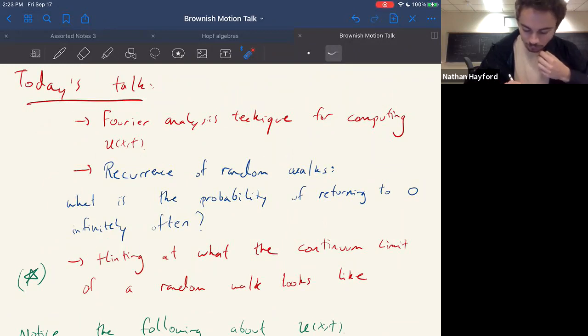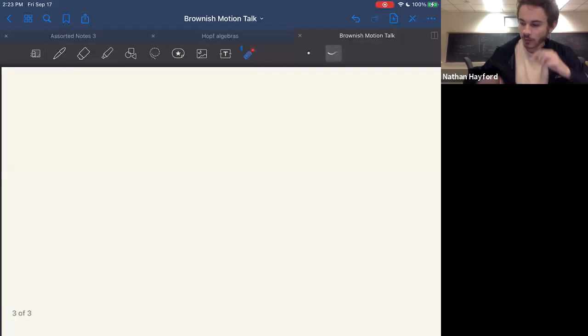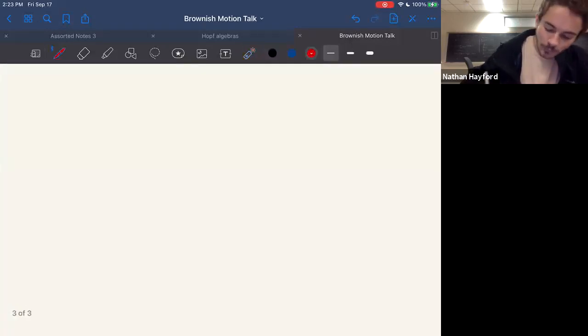And then finally, we'll end by hinting a little bit better about what the continuum limit should look like. And then we'll realize that the thing we found about the recurrence holds in the continuum limit. Not too deep a result. So let's begin.